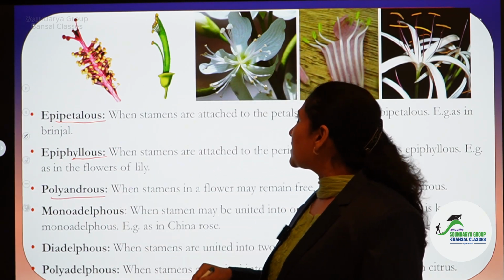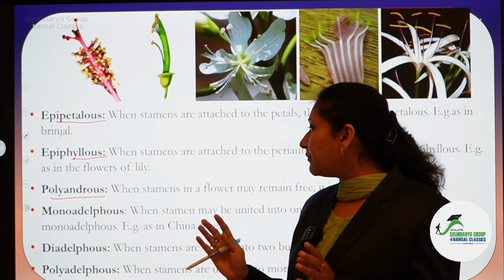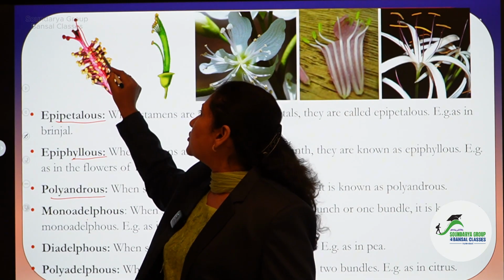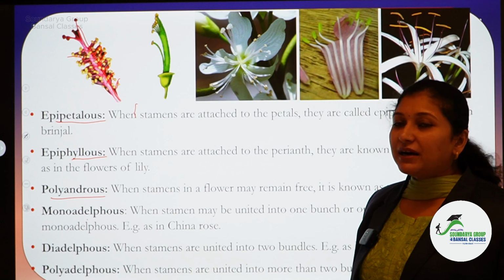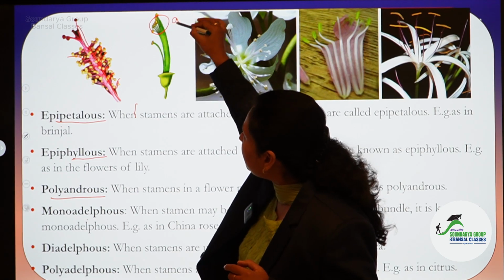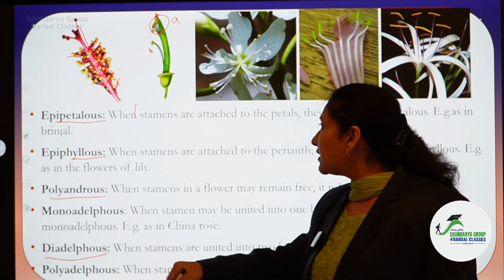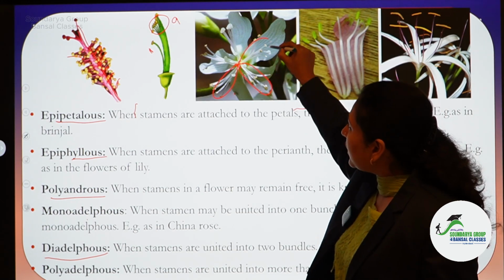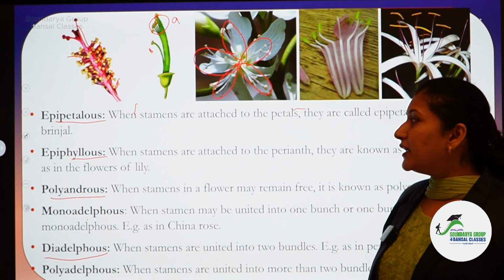What is polyandrous? You have so many anthers and filaments, meaning so many stamens, but all of them are free. Monoadelphous, you have only one bunch of it. You can see here, one complete bunch of all the stamens. So this is known as monoadelphous. But if you have two bunches of stamens, like here you have one bunch of 9 stamens and one will be free, so this 9 plus 1 arrangement is known as diadelphous. You can see here in the citrus plant you have 1, 2, 3, 4 and 5 bunches. So this is known as polyadelphous.